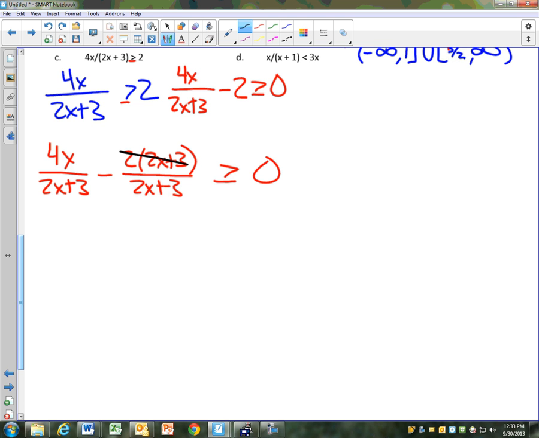If I distribute the 2 through, I get a 4x and a positive 6. So I got to have 4x minus 4x plus 6. What am I going to end up with? But I got to distribute the negative 2, right? So therefore I'll have negative 6 over 2x plus 3.